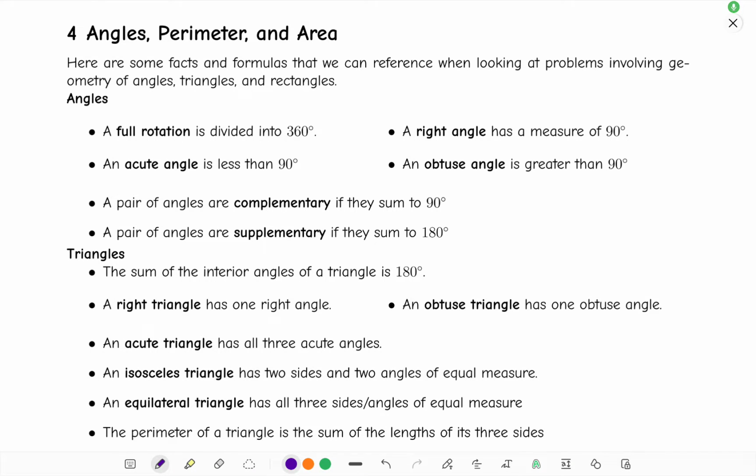Hello, today I'm going to cover part 3 of section 3.2. Today's all going to be about angles, perimeter, and area.